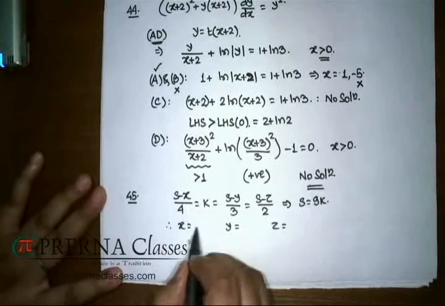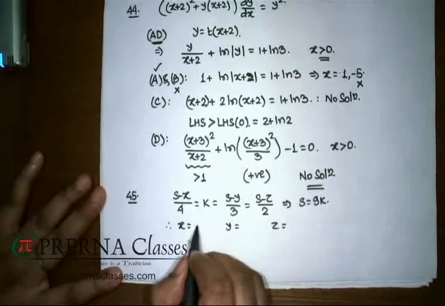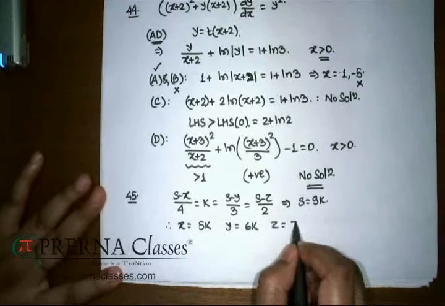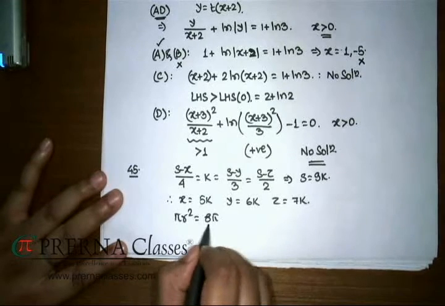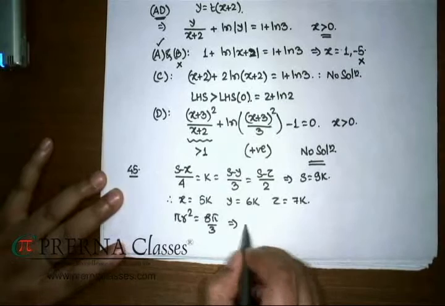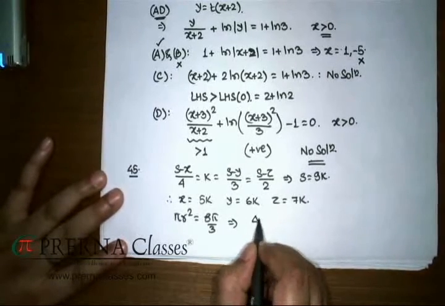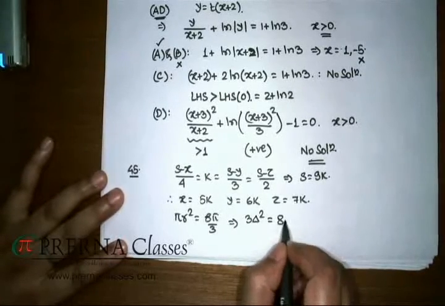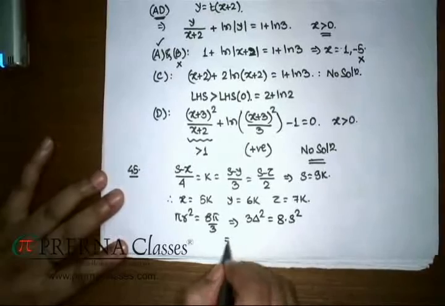If S is 9k, I can then safely say that x is equal to 5k, y is then 6k, and z is 7k. Hence we know how those sides are in proportion, but in the problem it is further given to you that area of incircle is 8 pi by 3. Clearly then you know r square, which I can write as delta square by s square, which I can certainly write in this way.